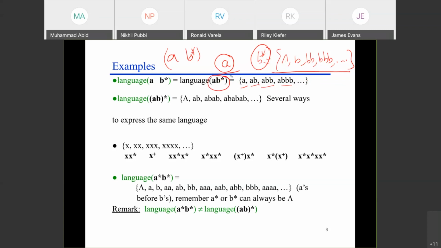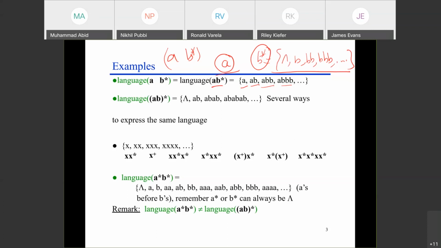Now this star is not outside the bracket. If it is outside the bracket, it has a different meaning. It is inside, so it is only on B. So it means that all words of this language will have A at the leading position, and may have B, or may not have B. If it has B, it will be in the following position, and we do not care how many B's will come. So this is the English representation of this language.